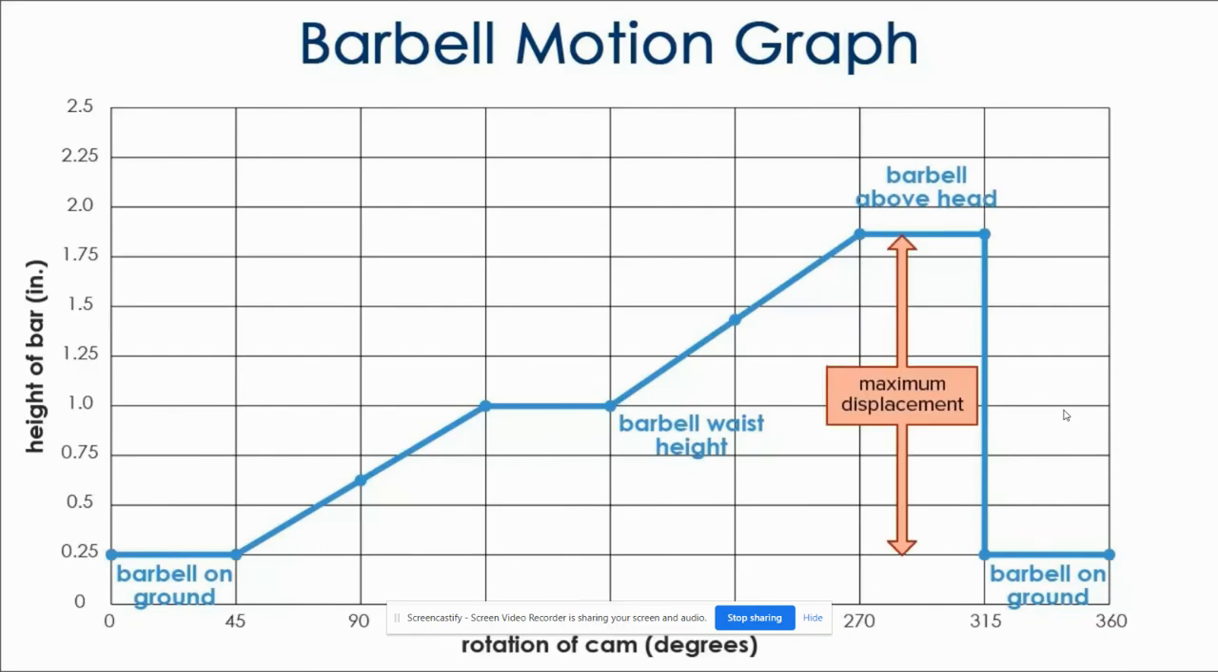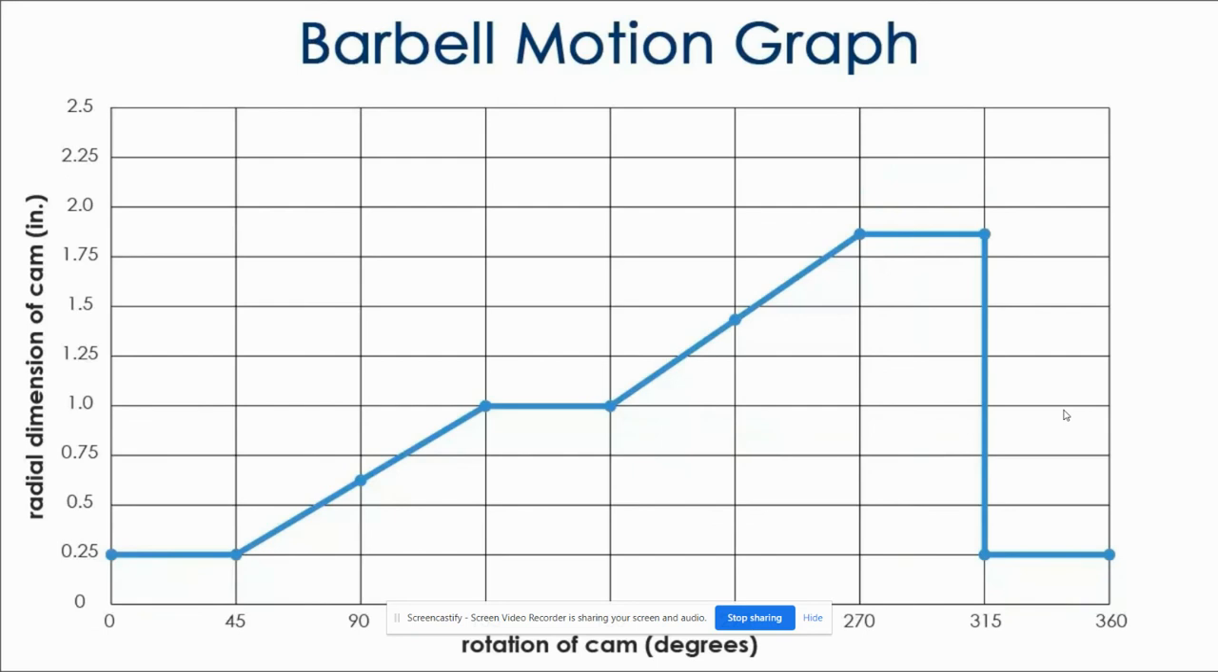If we wanted to replicate the motion of the barbell being lifted by a weightlifter in an automata using a cam mechanism, we could use rotation of cam as the independent variable. To design the cam, we next must determine the displacement of the barbell at each level. First, let's set the minimum radial dimension of the cam to 1/4 inch to allow for the hole of the axle and provide sufficient material to avoid breaking the cam through the hole.